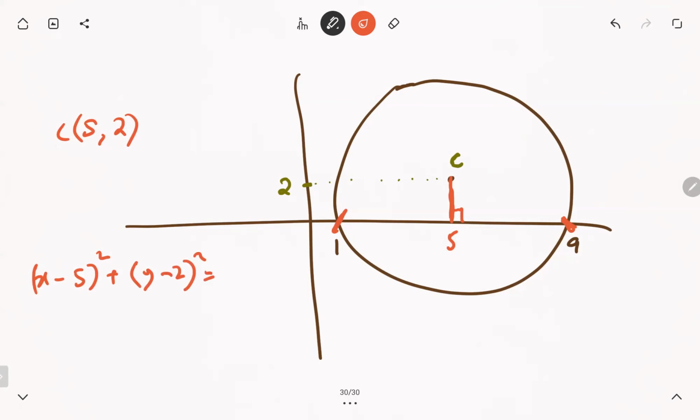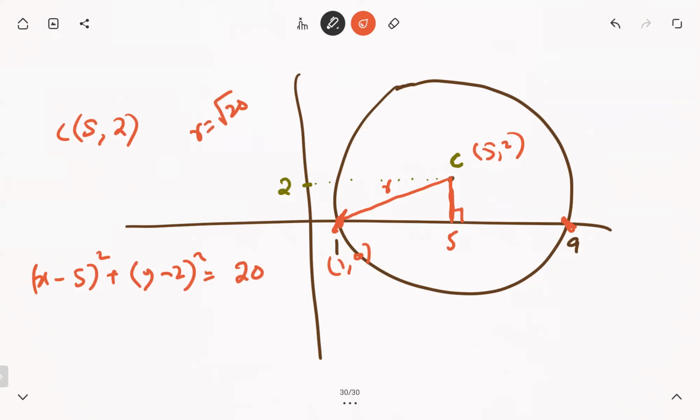And you know what is the radius? For the radius, you can find either this length or the other one. This is the radius of the circle. The coordinates of this point are (1, 0), and the coordinates of center are (5, 2). So you can find the length by using the distance formula. And there are many students who are telling me it's square root 20. Okay, the radius is square root 20, remember. So r square will be 20. So the equation will become (x minus 5) whole square plus (y minus 2) whole square is equal to 20.